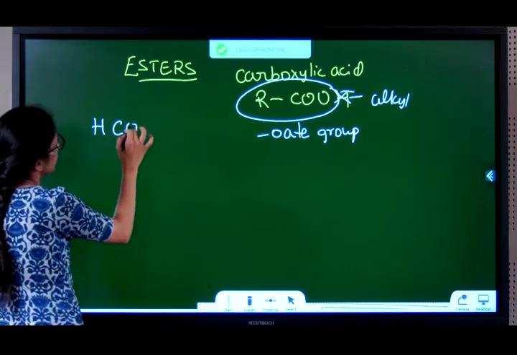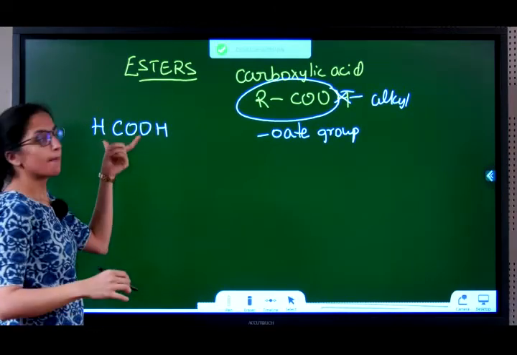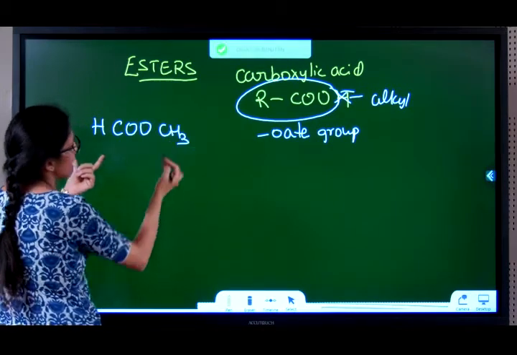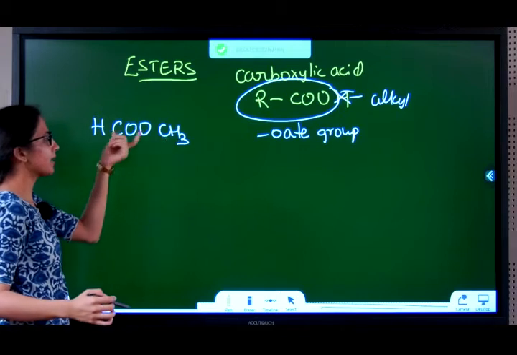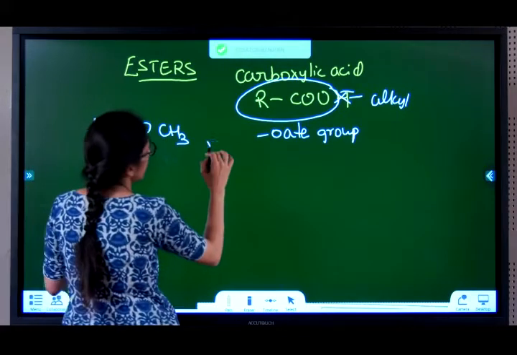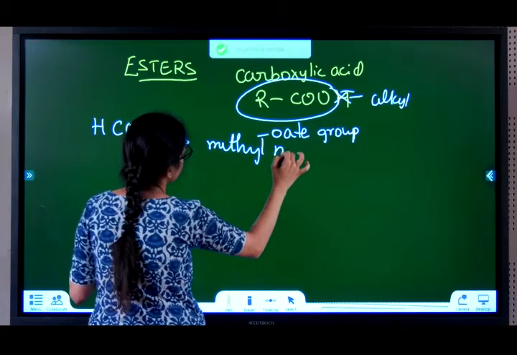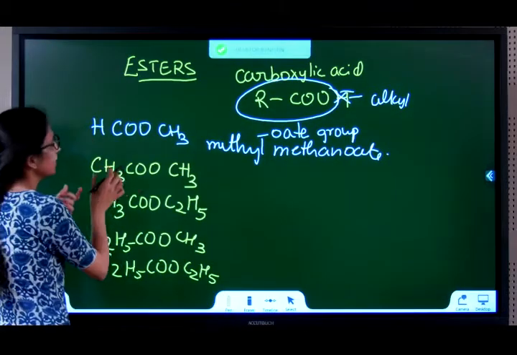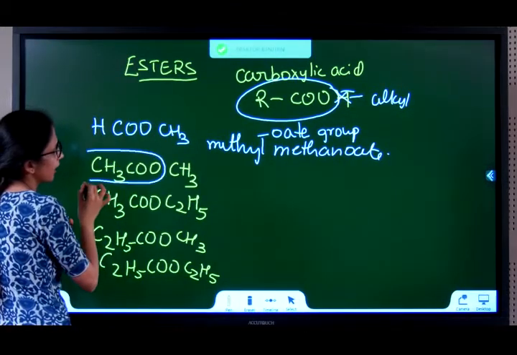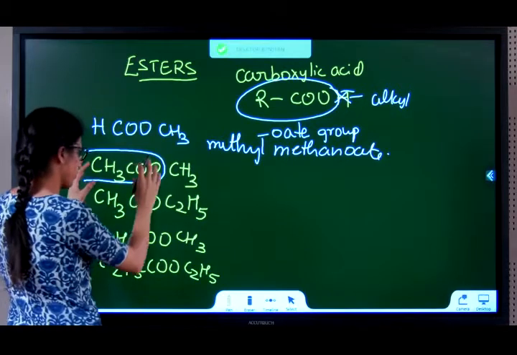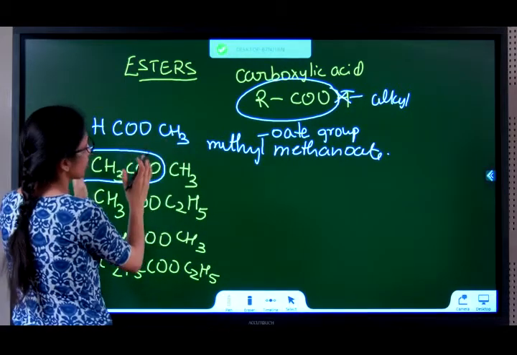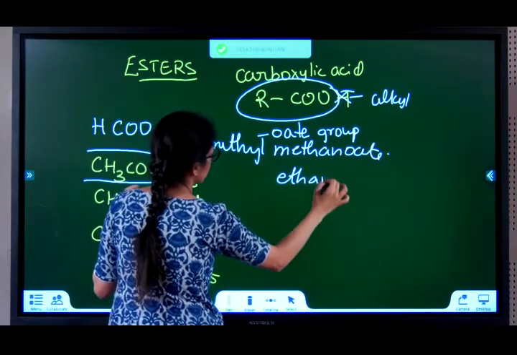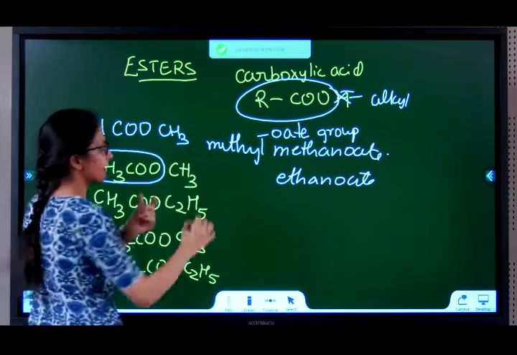So if I have HCOOH, this is methanoic acid. I am removing the H from here and I am adding CH3. So it becomes methyl methanoate. Here we have CH3COOH. From the CH3COOH we have removed the H. So this group became what group? Ethanoic acid became ethanoate group. To that ethanoate you have added methyl.